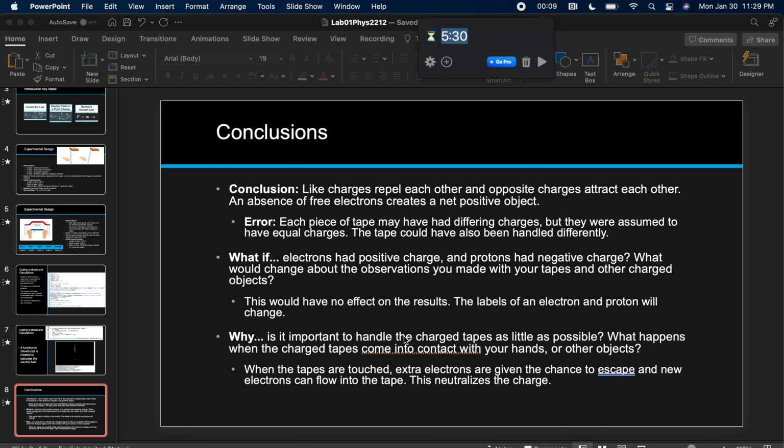And why is it important to handle the charged tapes as little as possible? When the tapes are touched, the extra electrons are given the chance to escape, and electrons can flow into the tape. This neutralizes the charge.